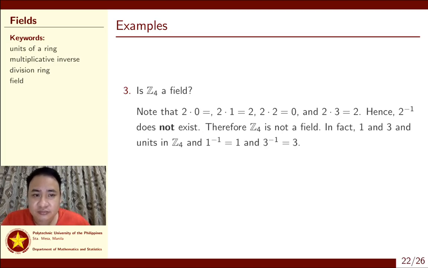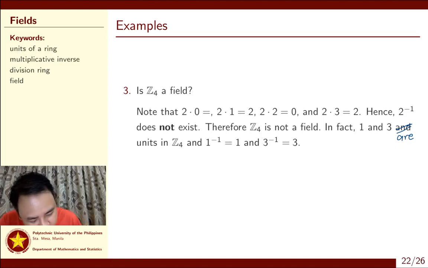In fact, 1 and 3 are units in Z sub 4. And ang inverse ng 1 ay 1 kasi ang 1 times 1 ay 1. Ang inverse ng 3 ay sarili niya rin kasi ang 3 times 3 ay 9 modulo 4, it's a 1.